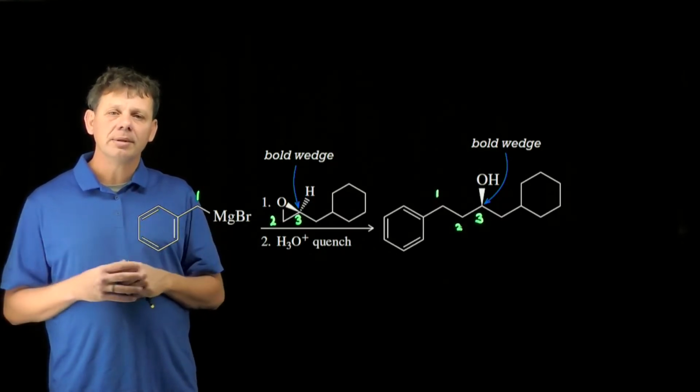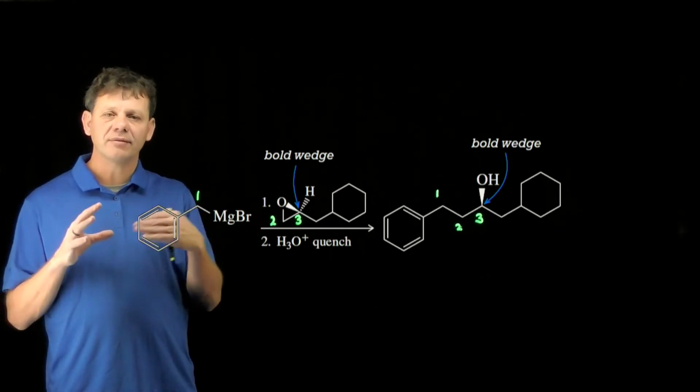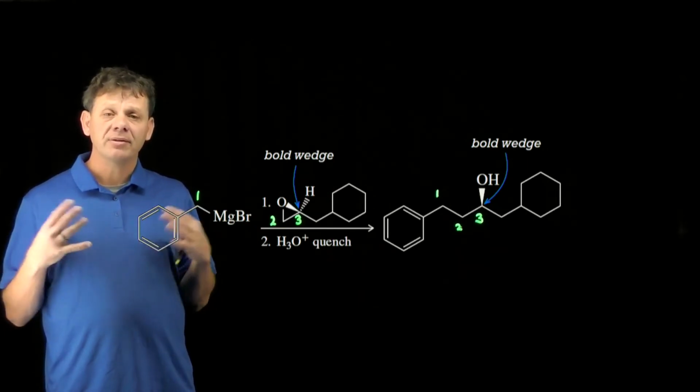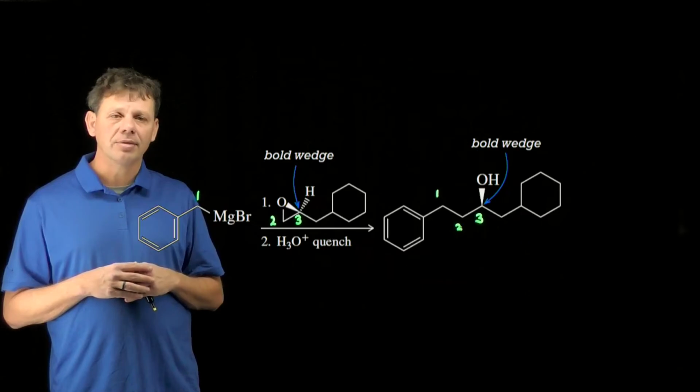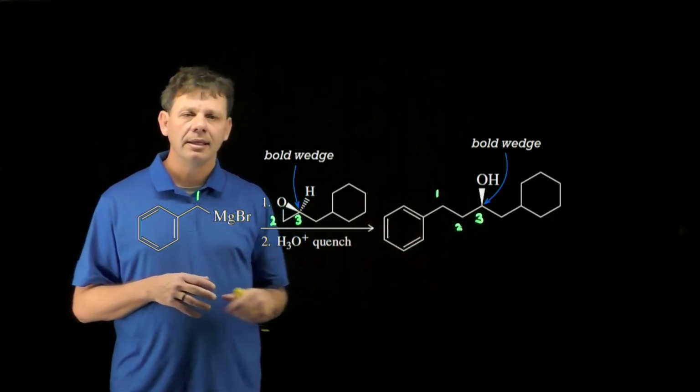Inversion is only going to be present at the carbon where the nucleophilic attack or the nucleophilic displacement occurs. Since no chemistry is happening at carbon 3, whatever stereochemistry we have at 3 will remain in our product.